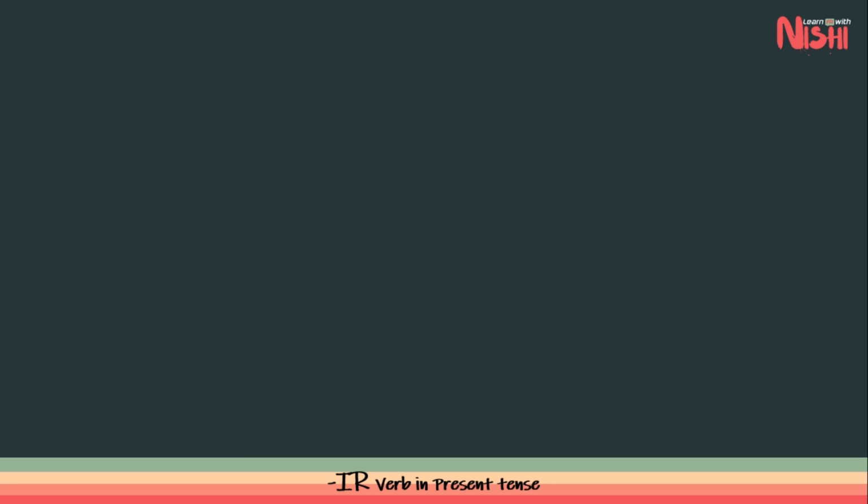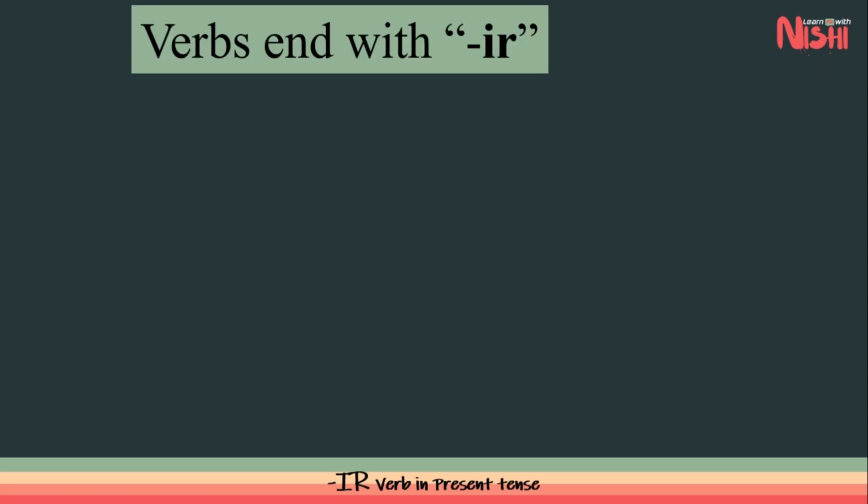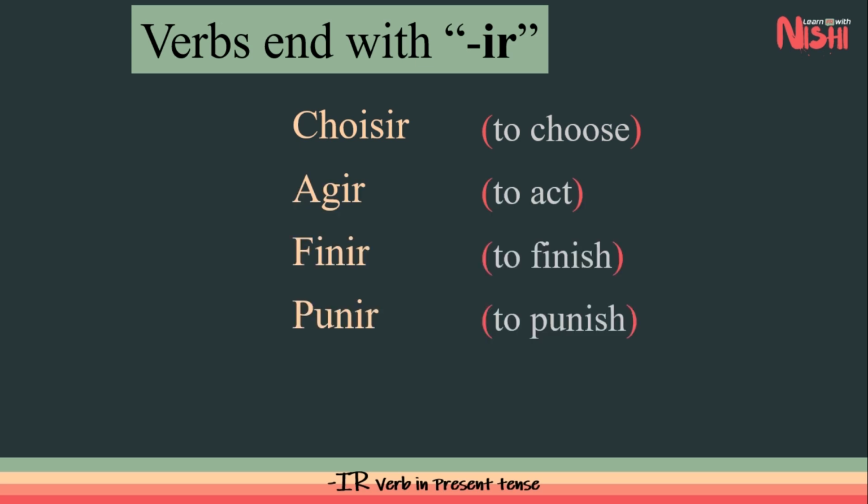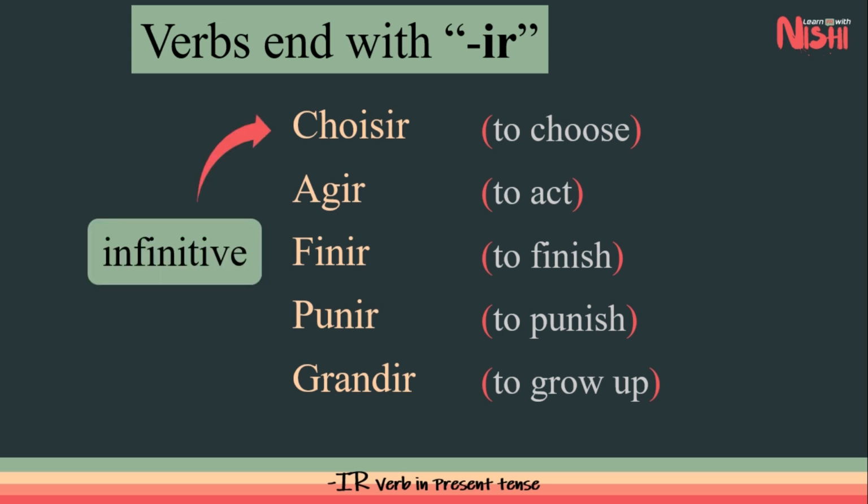Okay, group 2 verbs, which are regular, are called IR verbs because all the verbs of this group in the infinitive end in IR, like choisir, agir, finir, punir, grandir, etc. You can see that all of these verbs end in IR and all of these are in their infinitive form, that is the unconjugated form that we generally find in the dictionary.